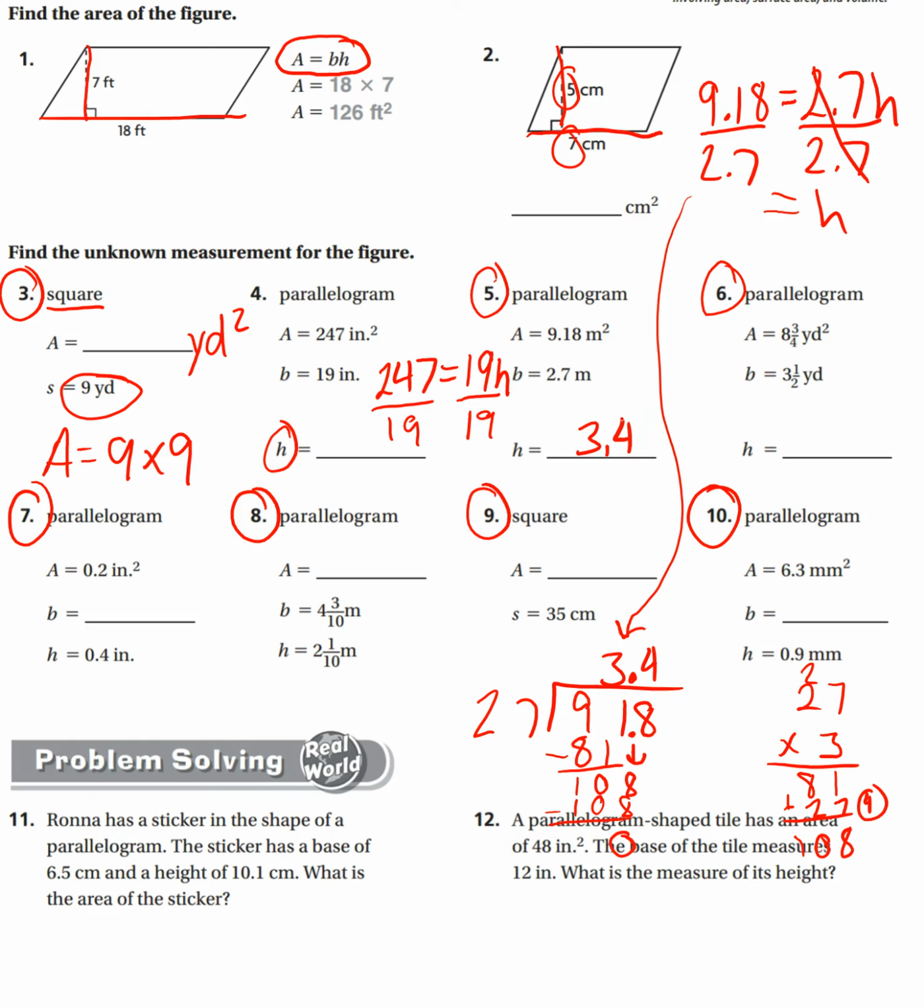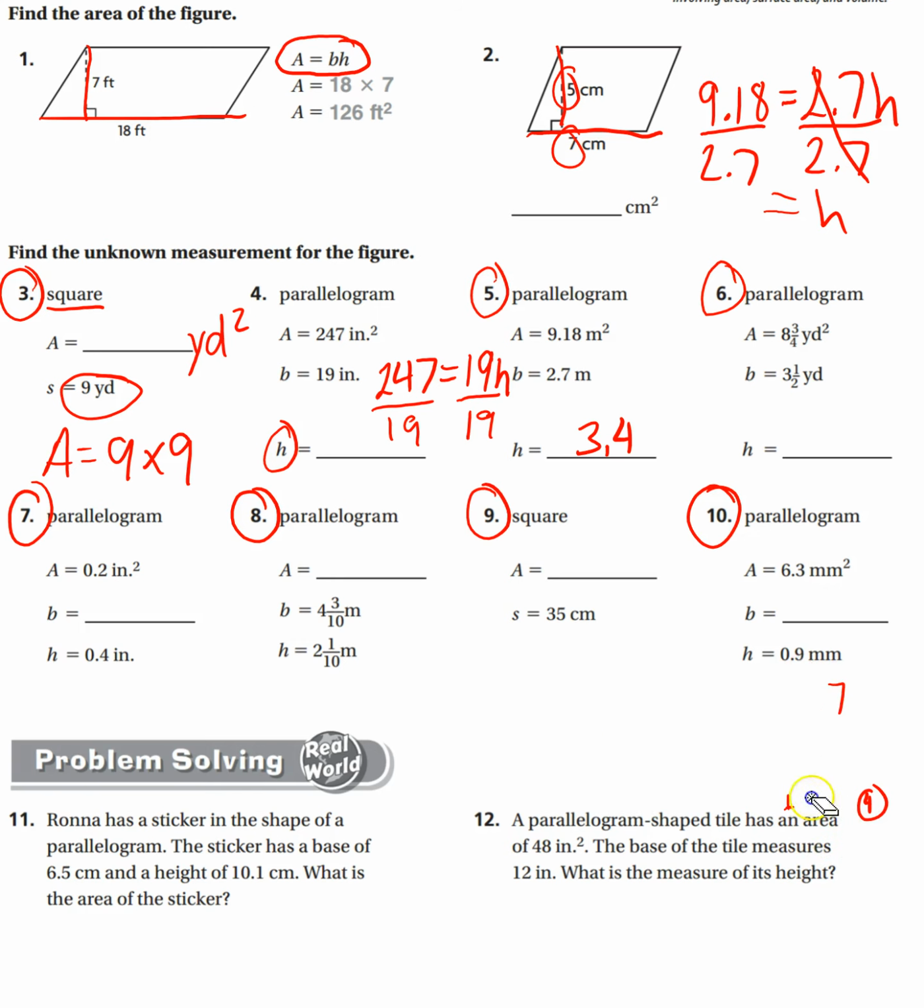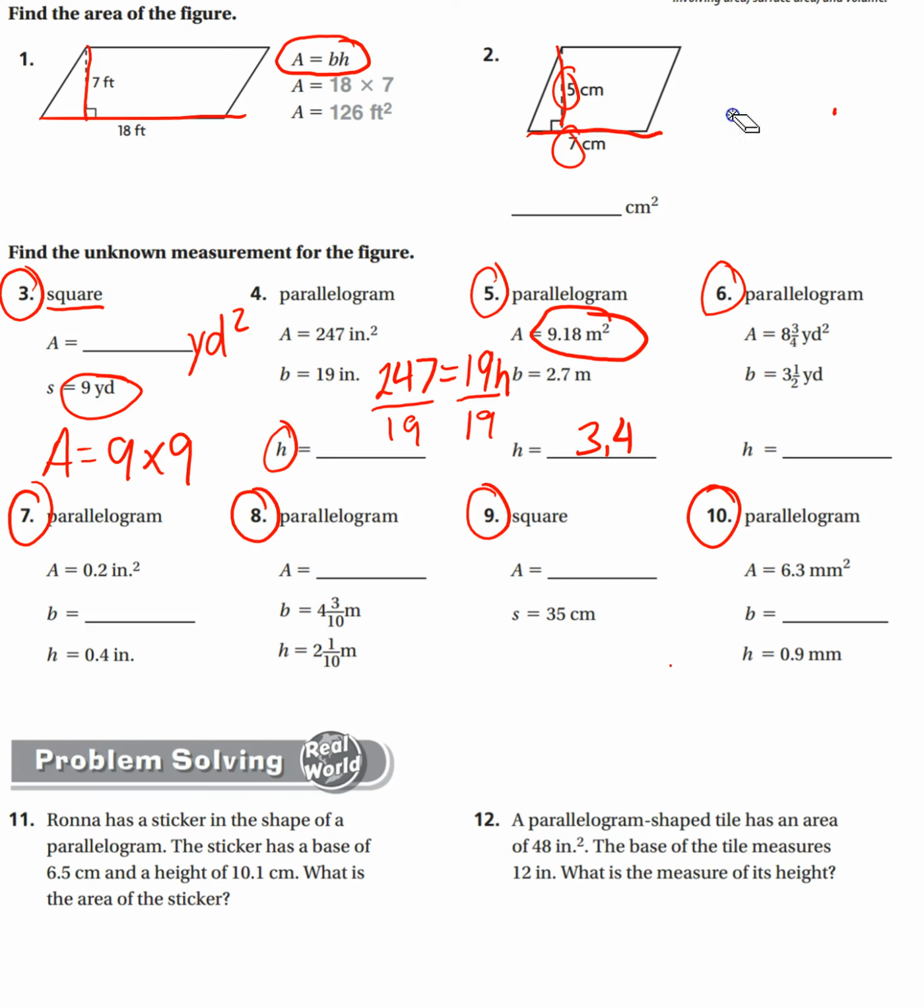And again, remember on the tests, for example, you can always check your work. Once you get this answer for h, you can do 2.7 times 3.4 and see if that in fact equals 9.18. If it does, then your answer is correct. If it doesn't, then your answer is incorrect. So that's a quick way to check your answer as well. All right, I'm going to erase my work. You never need to, just get more scratch paper.